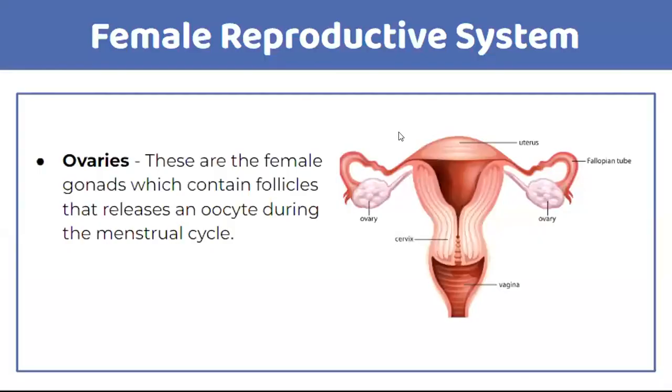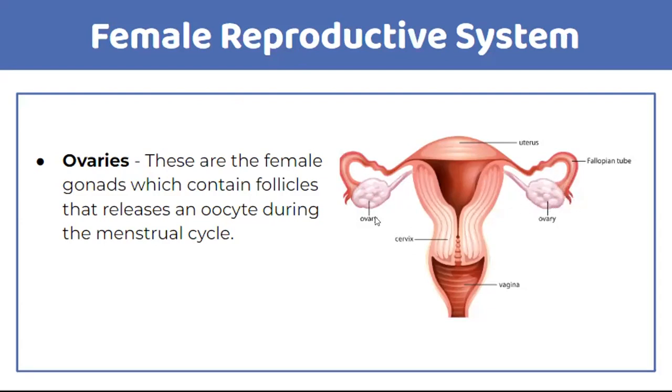First of all, the major parts of the female reproductive system. One is the ovaries. These are the female gonads, which contain follicles that release an oocyte during the menstrual cycle. We'll understand all of these terms in more detail. Just like males have testicles, which are the male gonads, the same way females have ovaries, which are the female gonads. Gonads meaning sex organs, right? They are the sex organs, and they contain follicles, these egg-like looking things. They have been labeled as ovaries.